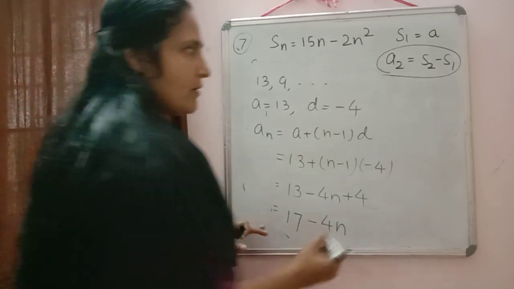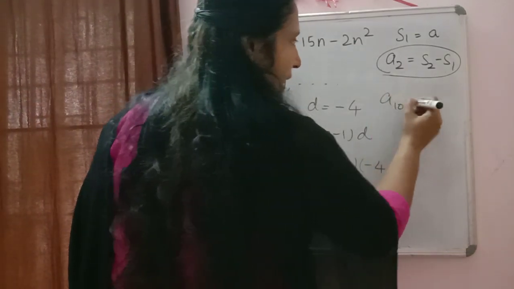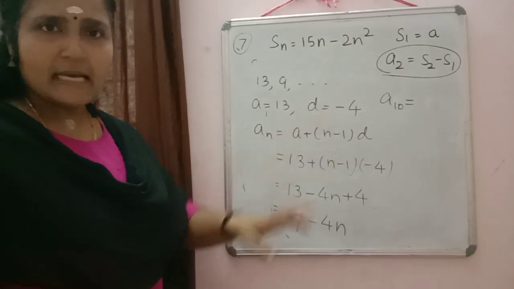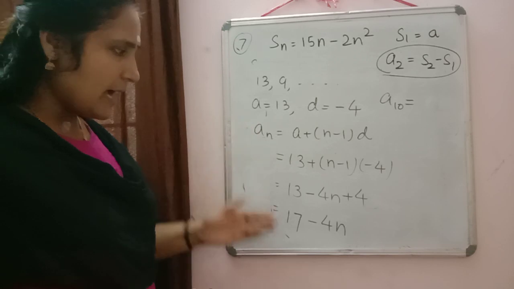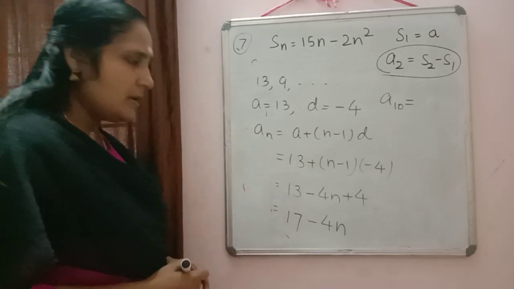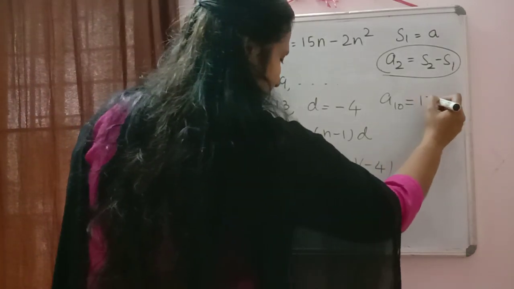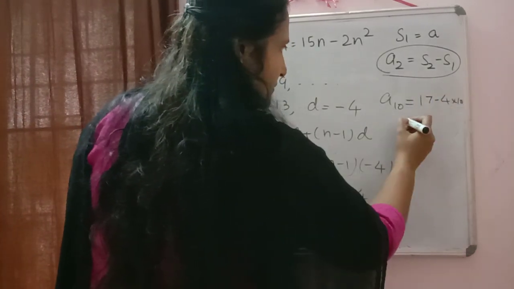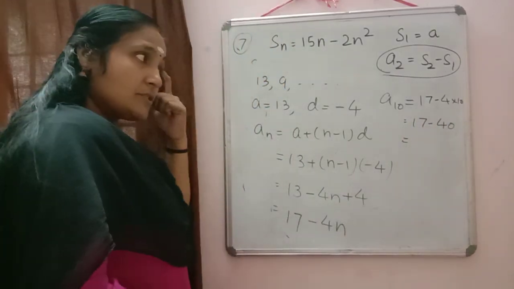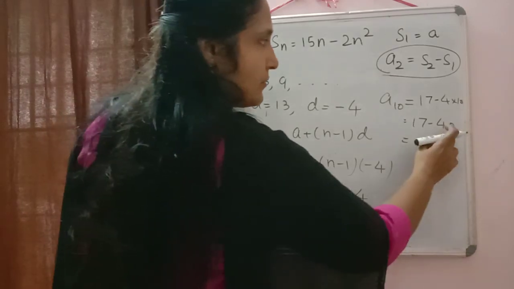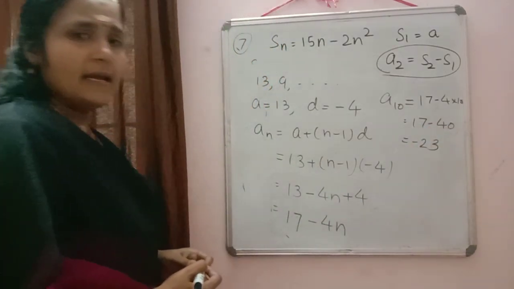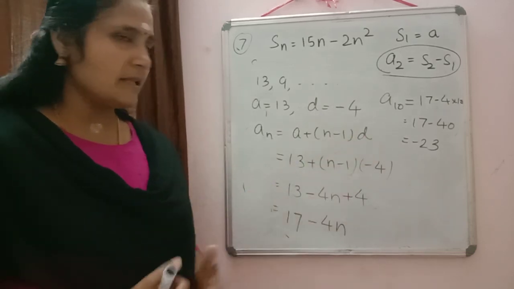Now we want A10 also. So there are two methods to calculate A10. First by normal formula A plus 9D. Otherwise you have AN here. To get the value of A10 just substitute n is equal to 10. So we'll get A10 is equal to 17 minus 4 into 10. So it will be equal to 17 minus 40. Now just to do the subtraction. So it will be equal to minus 23. So either this method or this method you can do.